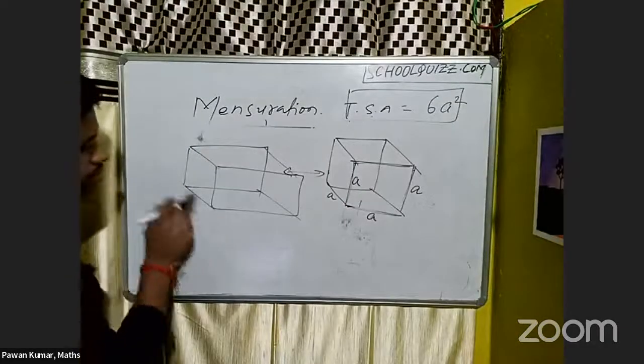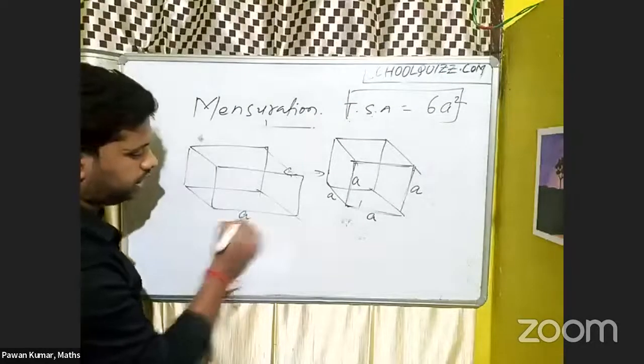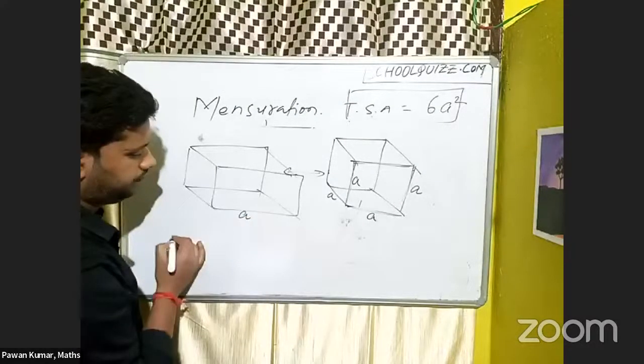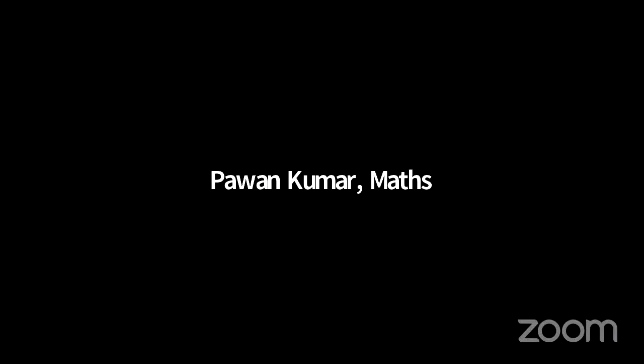But here in the cuboid I can't say all are the same. If I say this is A, this is C, let height be H, or length L, and this is B, where B is breadth. So here all the dimensions are different as compared to the cube, but other things are the same. If I want to find the TSA, I have to add all faces.